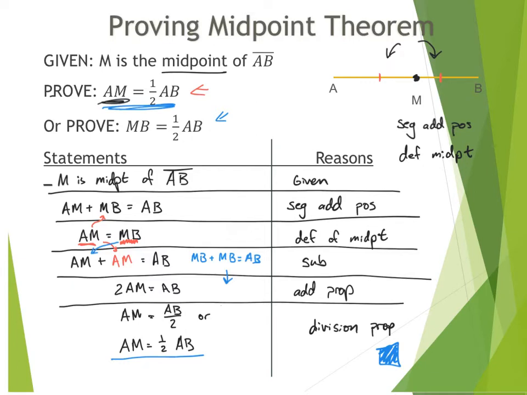Okay? So in this proof, the two things you needed to have were the segment addition postulate and the definition of midpoint. Once you had those in your proof, you needed to recognize that since the two things were equal, you could substitute it into the equation. These are patterns that you see the more you do them. So if you're not seeing them just yet, that's okay.